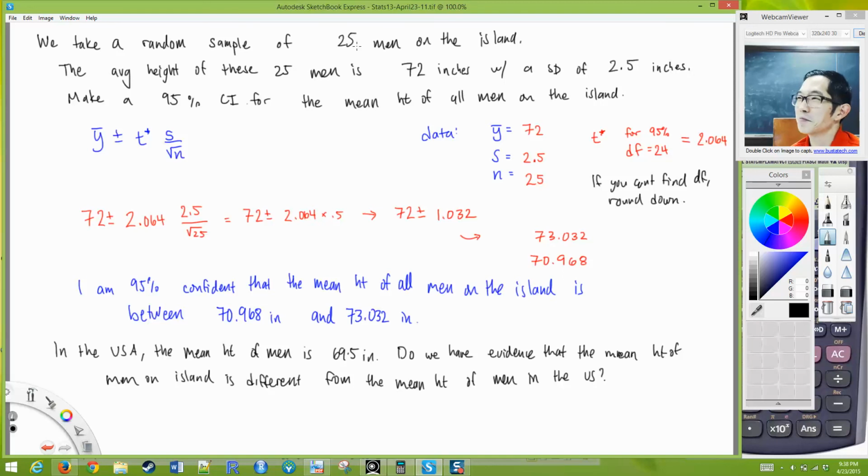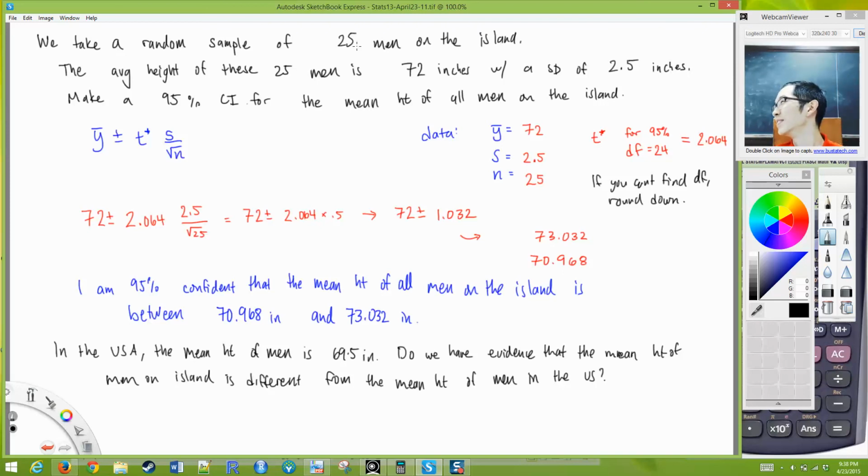What do you guys think? Some of you are shaking your head. So those of you who are saying no, why do you say no? We only have 95% confidence that it's different, but we don't have evidence that it's different. We haven't reached certainty. Yeah, well, okay, what is certainty?